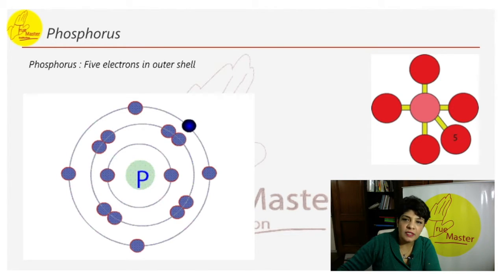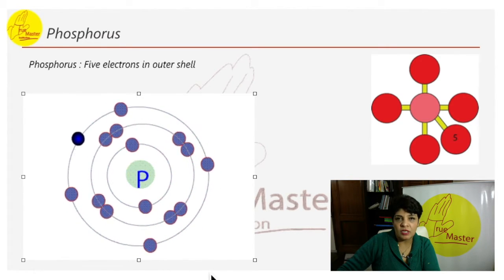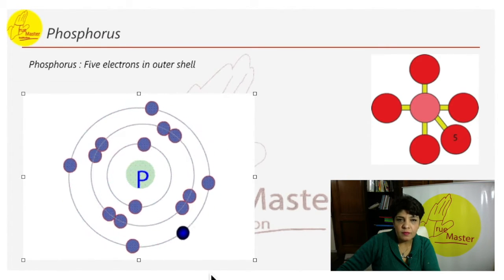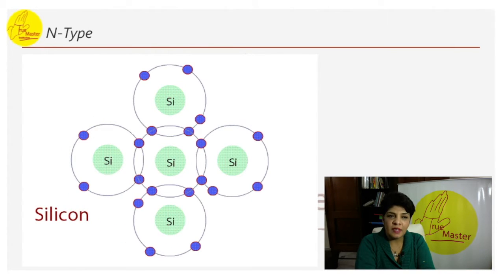Let's have a look here. See the structure: 1, 2, 3, 4 and the fifth. If we see the outermost shell, it's like 1, 2, 3, 4 and this is the extra one, 5. So phosphorus has 5 electrons. What happens? Let's play the animation. This is how they are rotating in the atomic structure of phosphorus. N-type is an extrinsic semiconductor. It has an impurity element, phosphorus, in it.